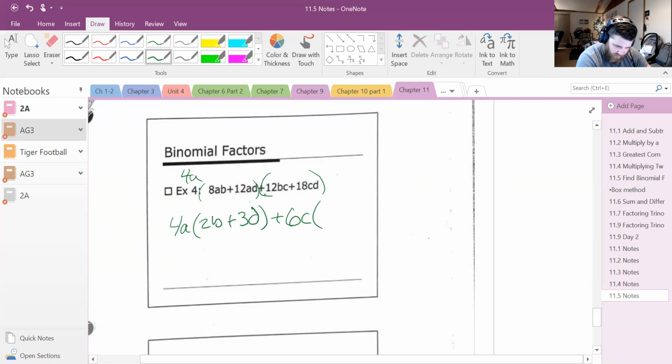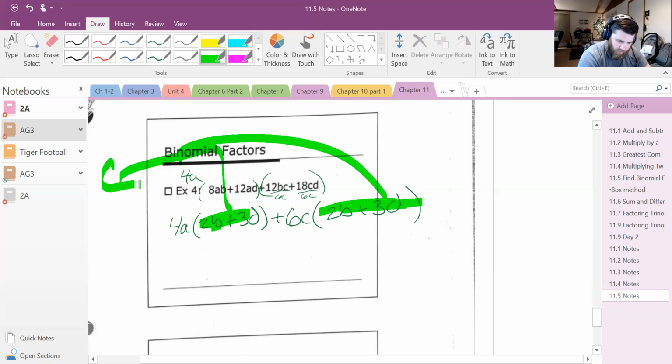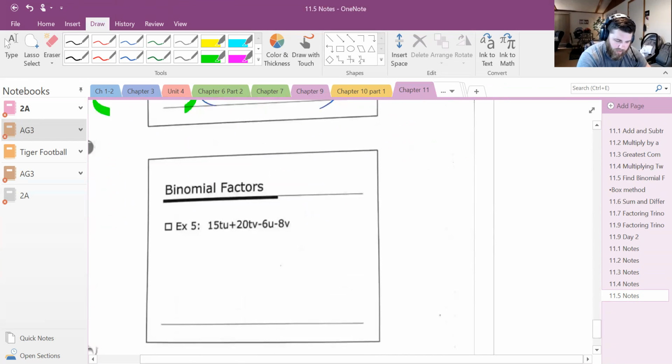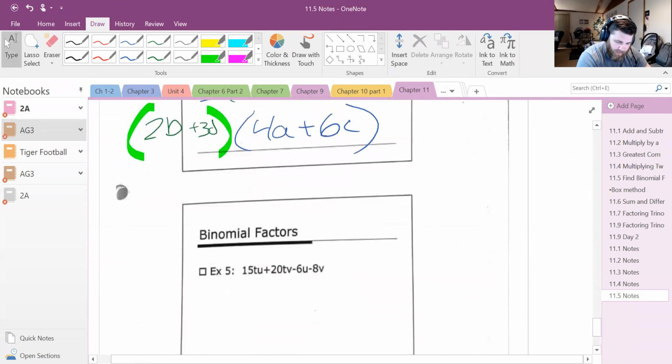6c, I divide this whole thing by 6c. Divide this by 6c. So we get what? 2b plus 3d. So we're good. We got what we want. We have the same thing in both terms. We factor it out: 2b plus 3d, and we're left with 4a plus 6c. So there's no rearranging on those first two. That's the last one. You have to rearrange on this one.